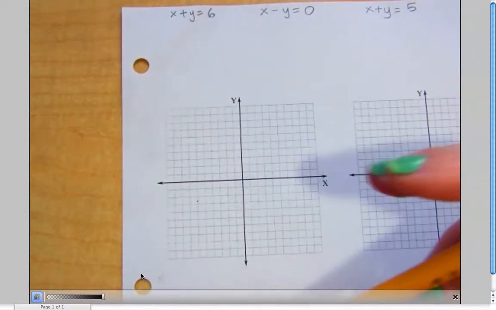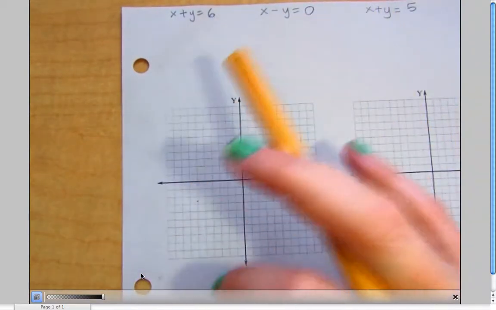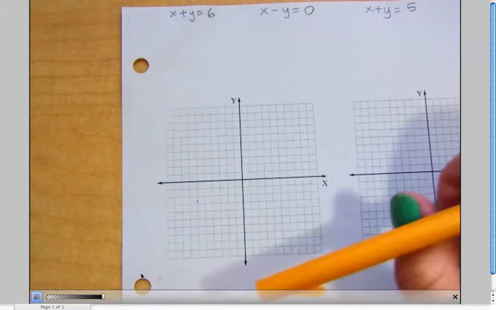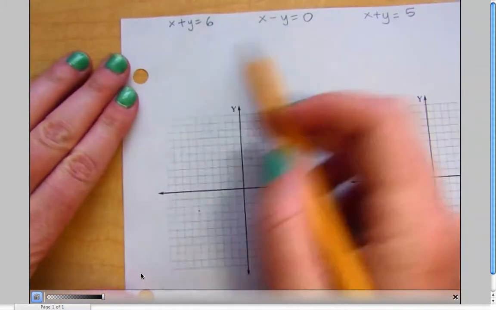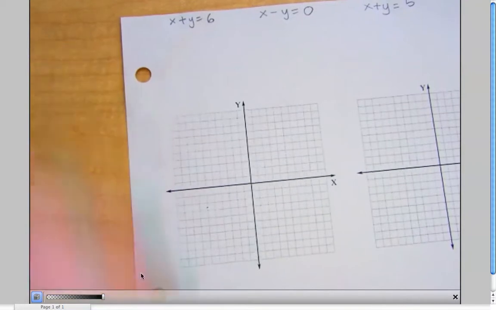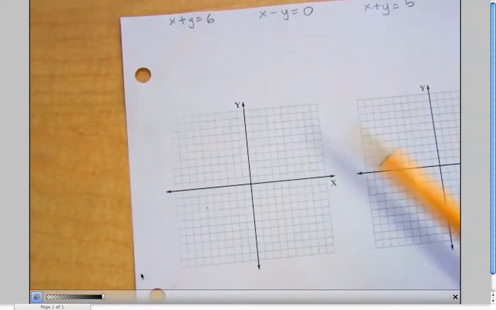Alright, so this video is on finding a solution to a system of equations by graphing. A system of equations means I have more than one equation, and I'm looking for the solution. A solution is where the two meet.